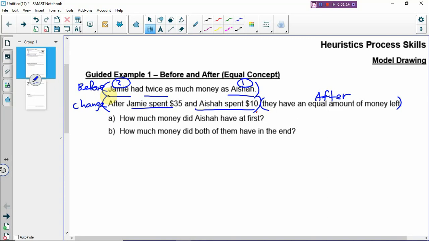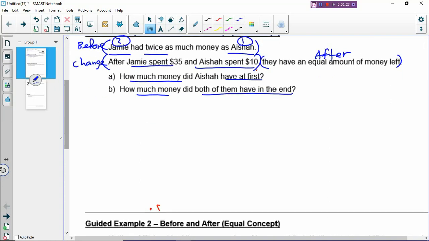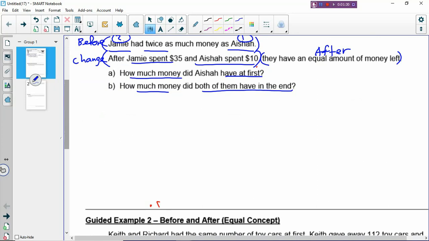Every time you see how much they have at first, and then how much they have in the end, that will be a before and after. So how much money did Aisha have at first? And how much money did both of them have in the end? The method to use here is, of course, model drawing, and the model is called your before and after model. So I'm going to draw the before model.